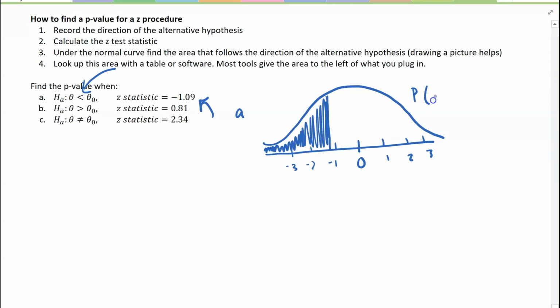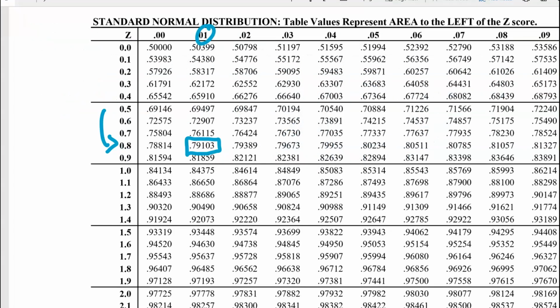What this looks like in probability notation is we're going to say the probability that z is less than negative 1.09. Well, here's the deal. This is to the left of our negative 1.09. So when we look this up on the table, whatever we look up negative 1.09 to be, that's going to be our p-value. There's no manipulation necessary. So we look this up.